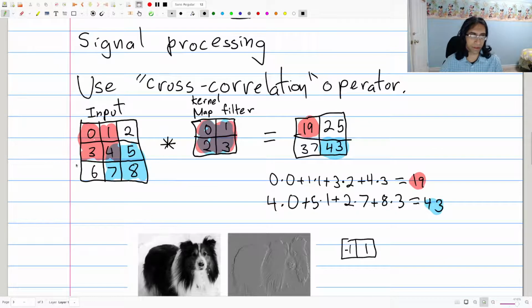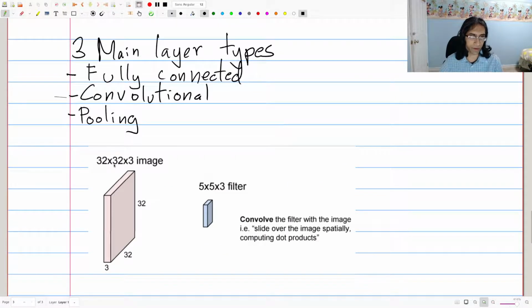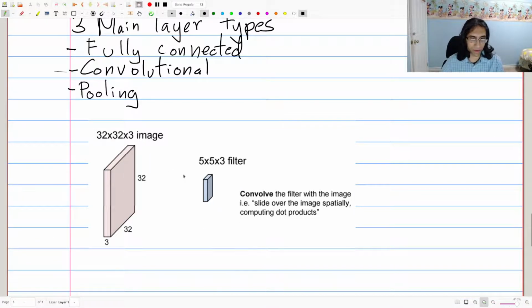Up here, our input was 3 by 3 by 1, I guess, and our kernel or filter was 2 by 2. So this is just a different sized one, 32 by 32 and 5 by 5 instead. And all you're going to do is simply convolve the filter with the image in the same way I described above. It's the exact same thing. Maybe you can see it better in this next picture.